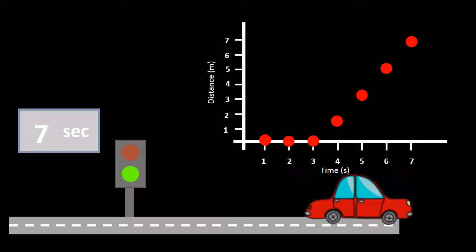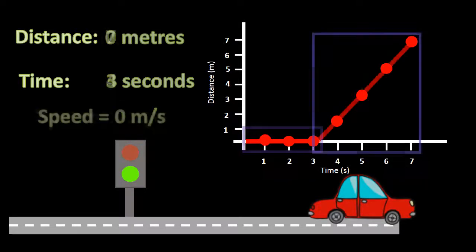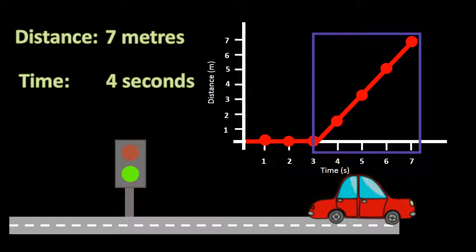In the first 3 seconds, the car didn't cover any distance. Its average speed was 0 meters per second. Over the following 4 seconds, it covered 7 meters. When we divide the 7 meters by the 4 seconds, we get the average speed of 1.75 meters per second.